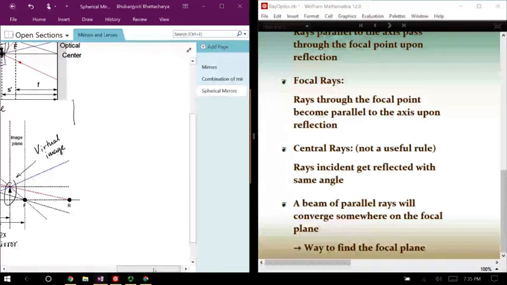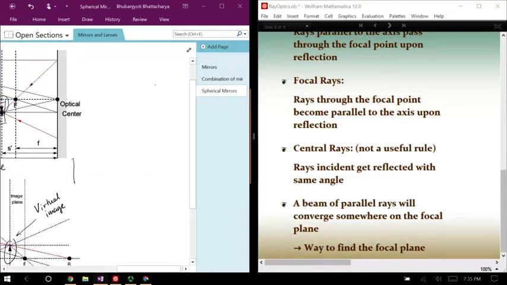Okay, and finally let us talk about what happens when a beam of parallel rays of light is incident on a mirror. So in the case of my concave mirror, if there is a beam of light that is incident parallelly on the mirror, then these rays of light will end up converging, but this time not on the focus itself. They will converge somewhere on the focal plane. So if this is my principal axis and this is the focus, then this plane will be called the focal plane, and somewhere on the focal plane these two rays of light will converge. That's in the case of a concave mirror.